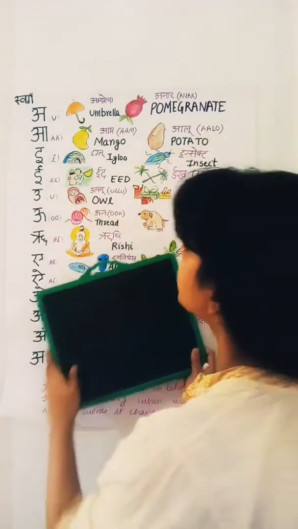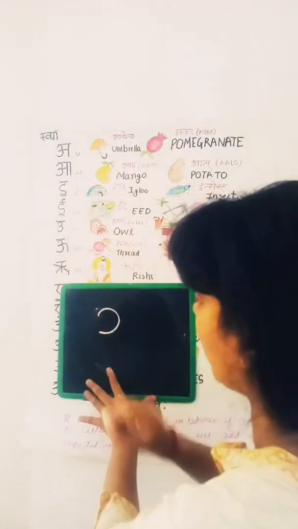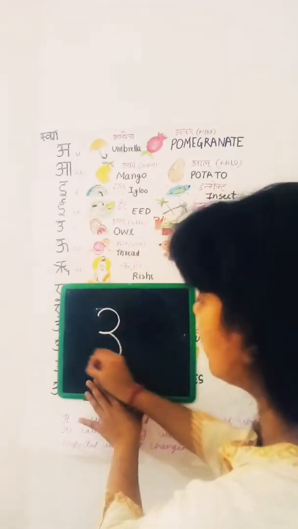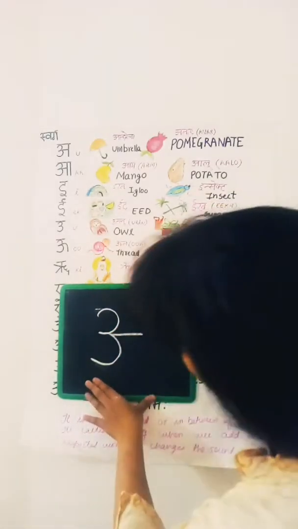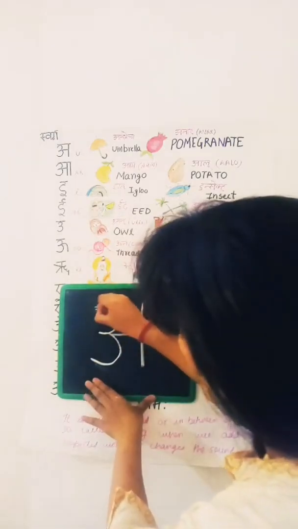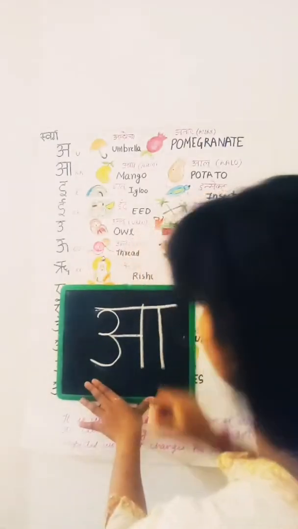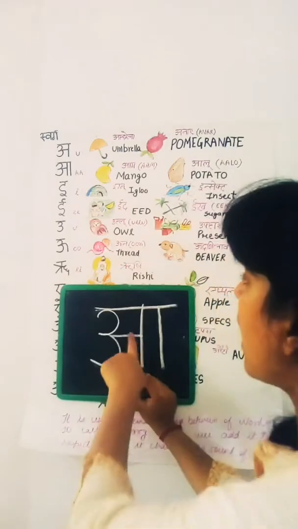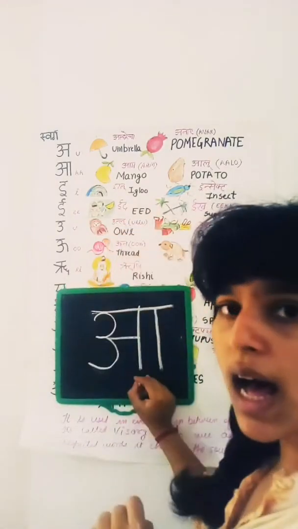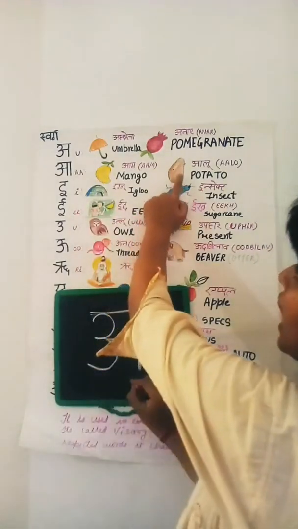So how do we write this letter? We make a half circle, another half circle, a horizontal line, a vertical line, a horizontal line, and then a vertical line. It's called A. A for arm. A for aloo.